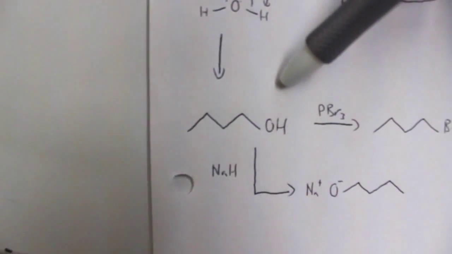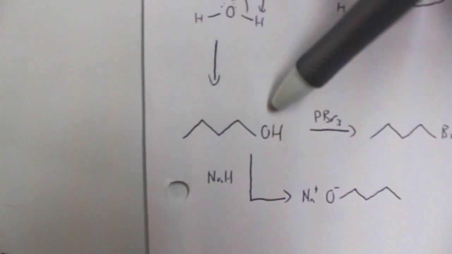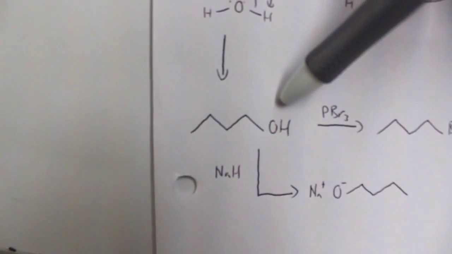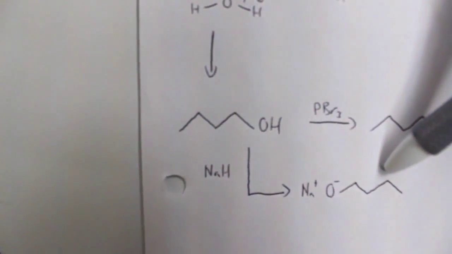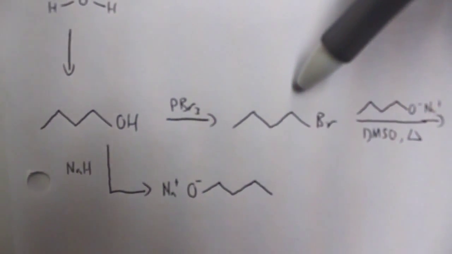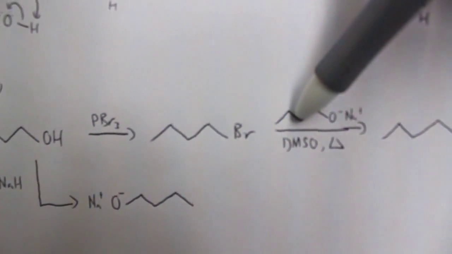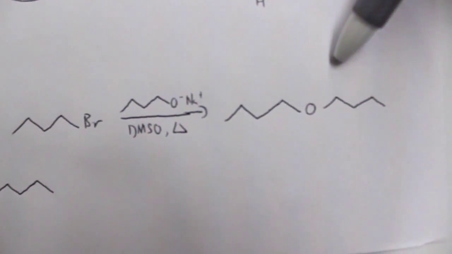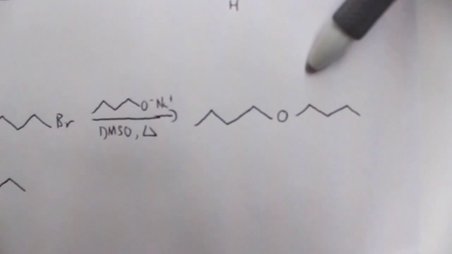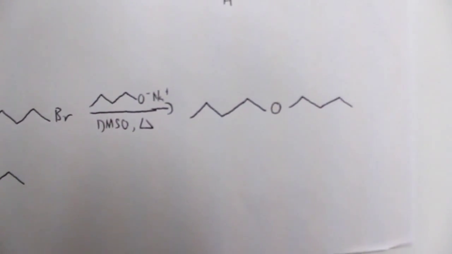If we start with butanol, the reaction mechanism is fairly simple. First 2 steps are to synthesize an alkoxide ion and an alkyl halide, which then reacts with DMSO and heat to create the ether. This is also known as Williamson ether synthesis.